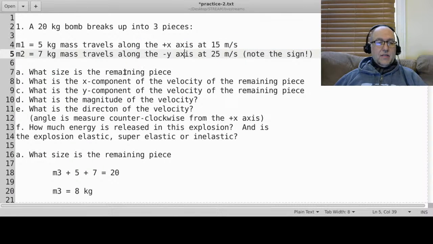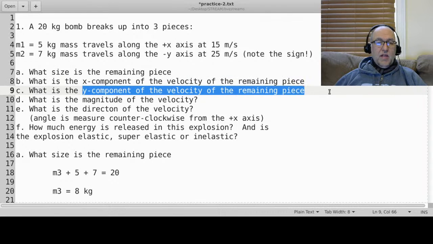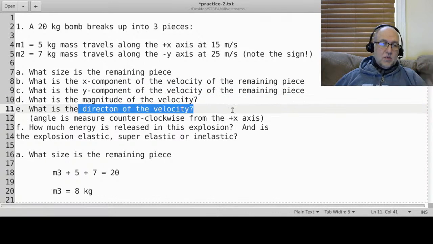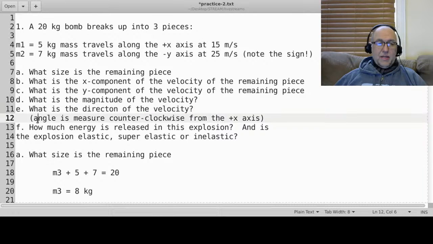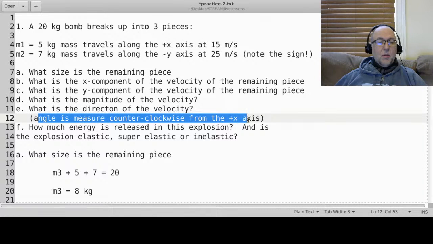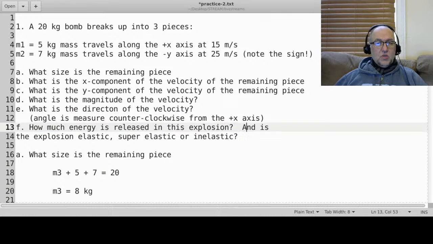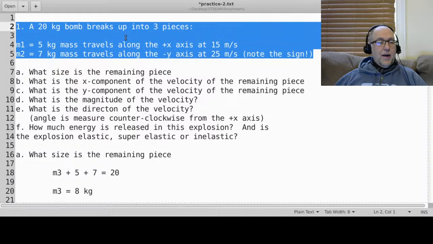And we're going to answer some questions like what size is the remaining piece? What's the X component of the velocity of the remaining piece? What's the Y component of the velocity of the remaining piece? What's the magnitude of that velocity? What's the direction of that velocity? And I want the angle to be measured counterclockwise from the plus X axis the way we usually do. And then how much energy is released from the explosion. Okay, so I think this should be sufficient to tell you what the situation is.